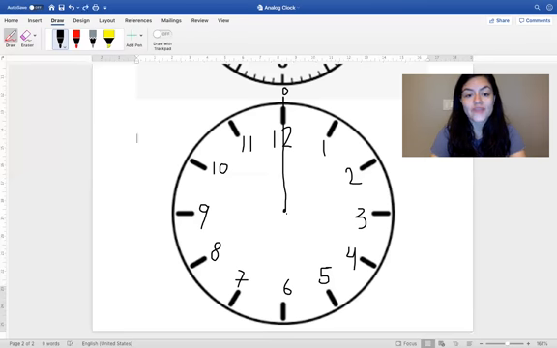7 o'clock, 8 o'clock, I hope you're saying it with me, 9 o'clock, 10 o'clock, 11 o'clock, and 12 o'clock. This time can be a little bit tricky to read because both hands are both pointing to the 12. And when you see that in a clock, you know it is 12 o'clock.